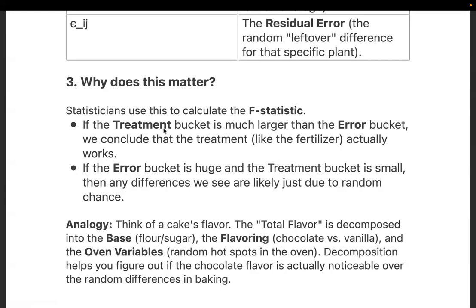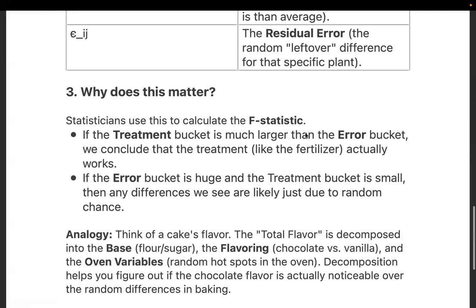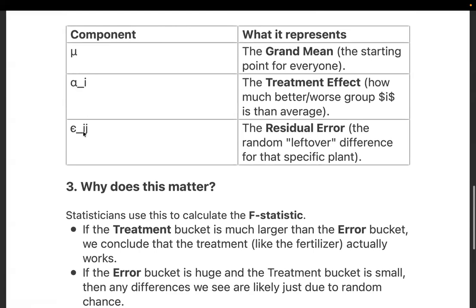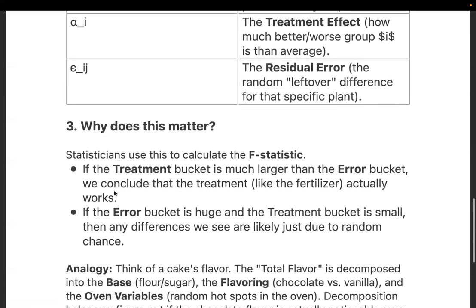For example, putting into buckets: if the treatment bucket is much larger than the error bucket, meaning alpha i is bigger than epsilon, then we conclude that the treatment actually worked. And if the error bucket is huge and the treatment bucket is small, then any difference we see is likely due to chance.